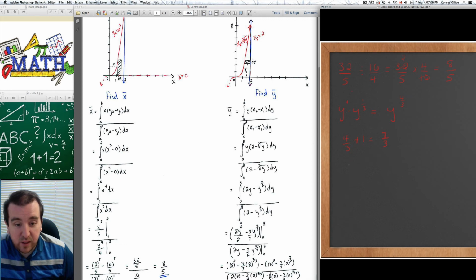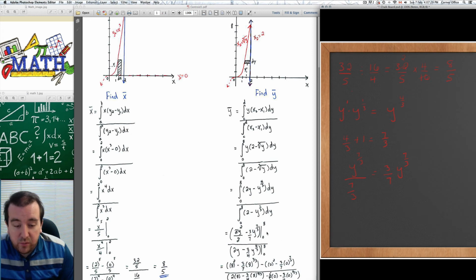So it would have been y to the 7 over 3 divided by 7 over 3, but then I flip that to the top to become 3 over 7, and then y to the 7 over 3. So you can do that every time when you're dealing with the fractional exponents there.